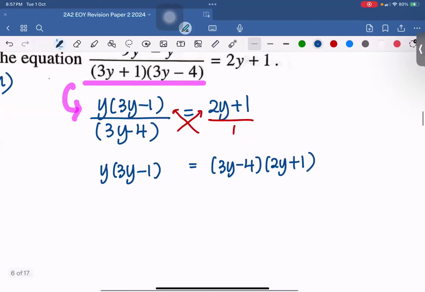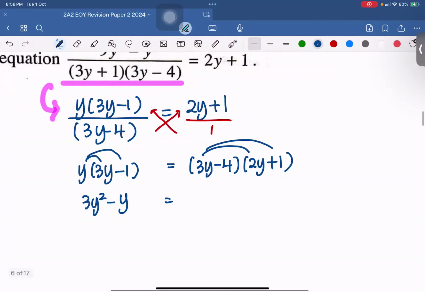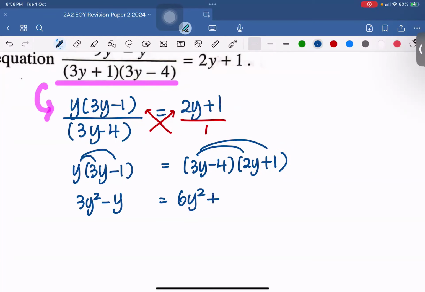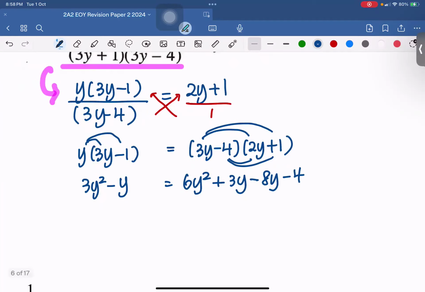Next person I'll call Nicholas. Nicholas, can you help me expand? What do we get here? 3y squared minus 1y. Okay, the other side? 6y squared plus 3y minus 8y, then the other one, minus 4. Thank you.